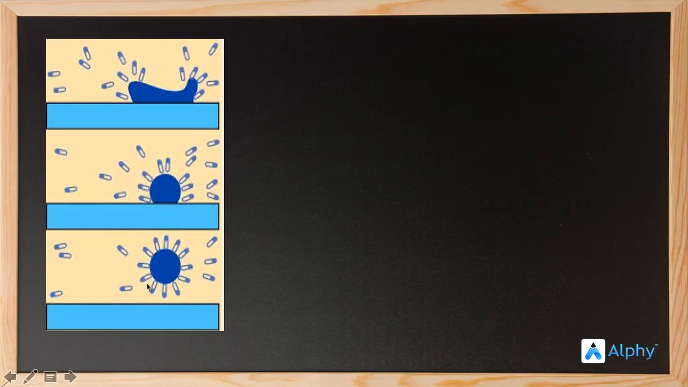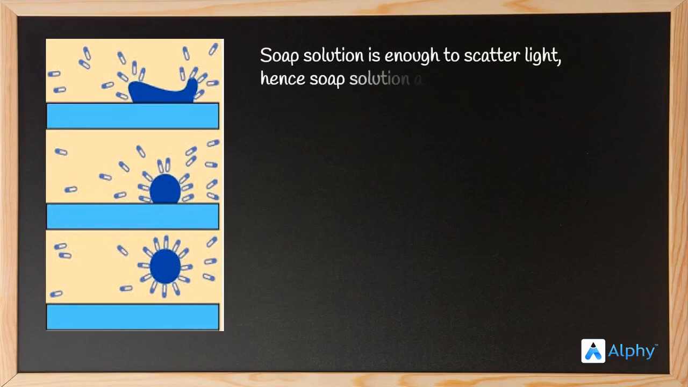So this is a complete micelle. They form a round ball like structure. This is how a micelle is formed. Soap solution is enough to scatter light, hence soap solution appears cloudy.